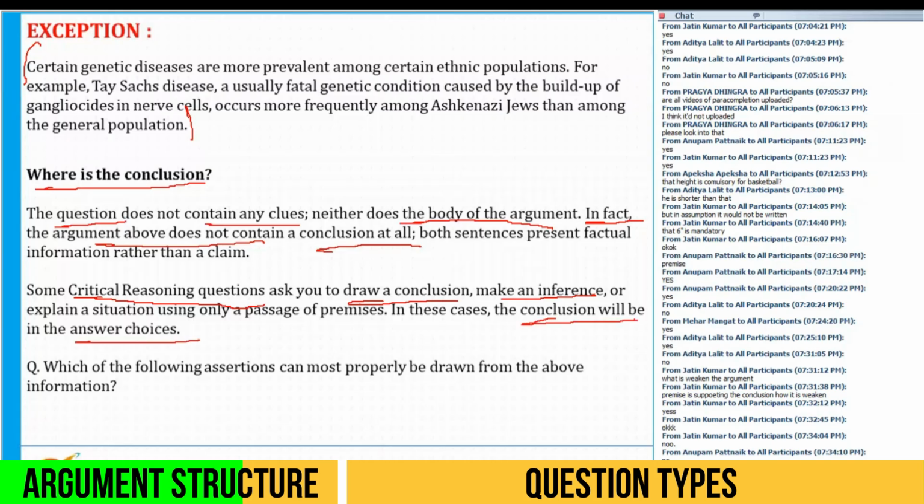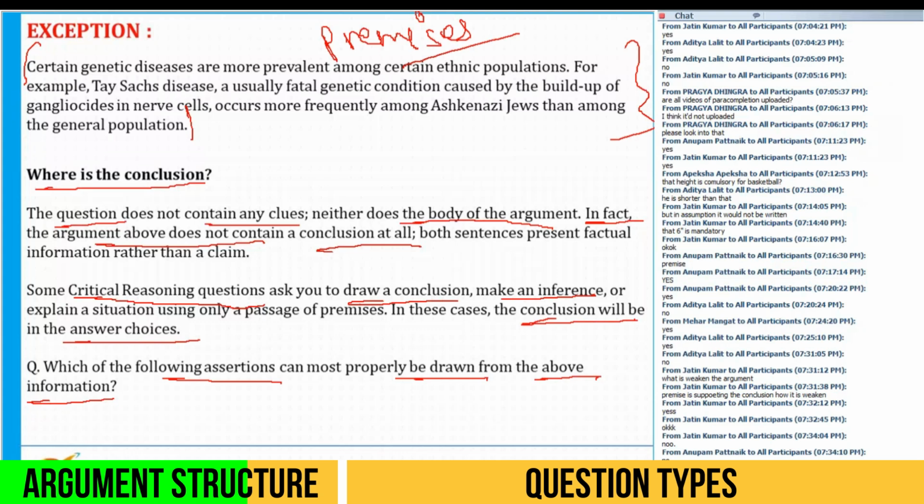So they have given you certain material, they have given you premises. Based on these premises, they will ask you which of the following assertions can be properly drawn from the above information. So what can you conclude? Based on all these premises over here that are stated, what can you conclude? So no conclusion is there in the paragraph itself. The conclusion is something which you will have to find from the options. This also happens many times. Okay, so the question will ask you for a conclusion. The conclusion will not be there.